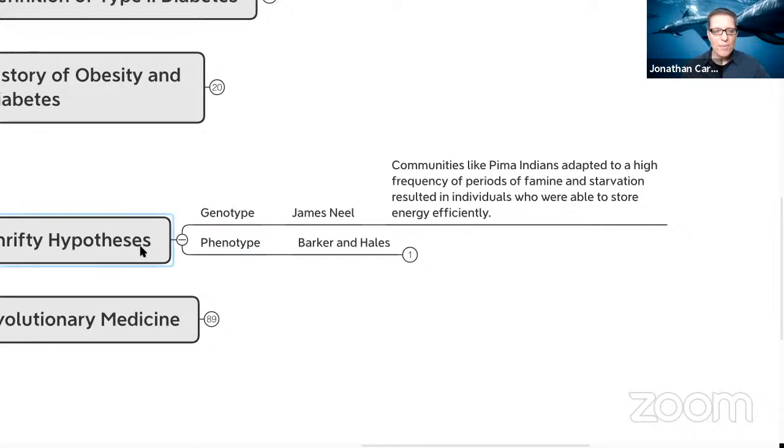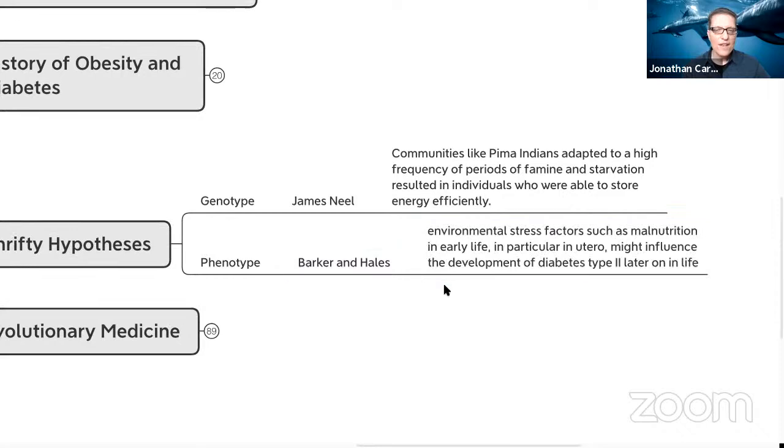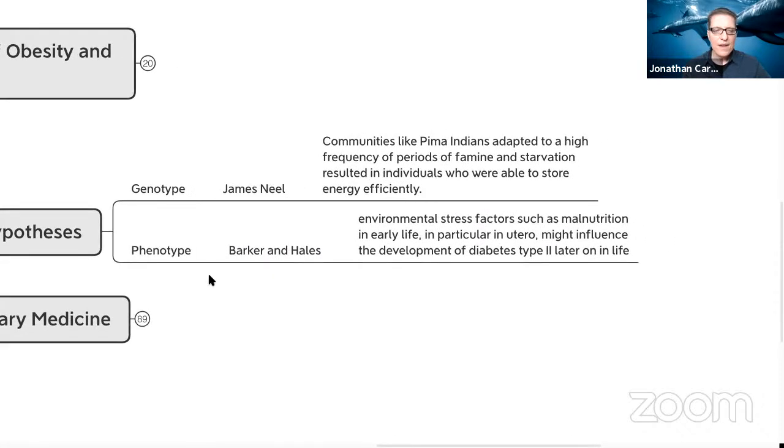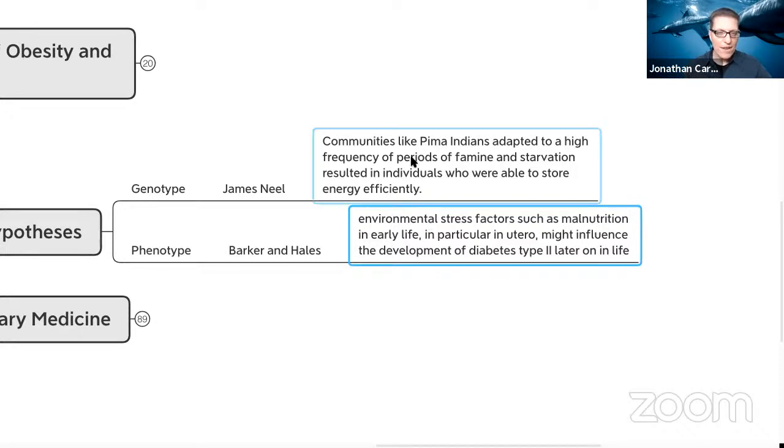Now, the phenotype thrifty hypothesis was developed by these two guys, Barker and Hales, in the UK. What they said was that it was environmental, which is also part of phenotype: environmental stress factors in early life. So it wasn't necessarily changing the genes, but it was affecting things from an external point of view, with environmental stress factors like malnutrition and low birth weight that might lead to the development of diabetes later in life. There are various controversies in terms of both of these, but they are important.